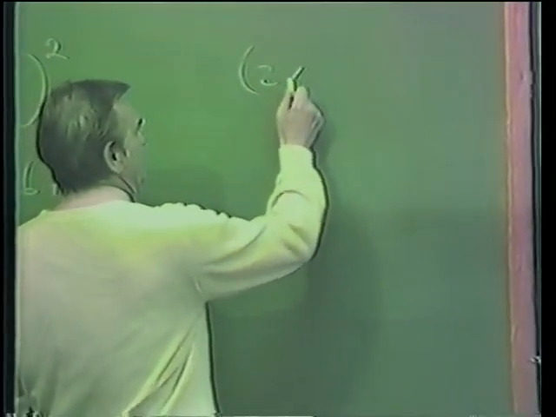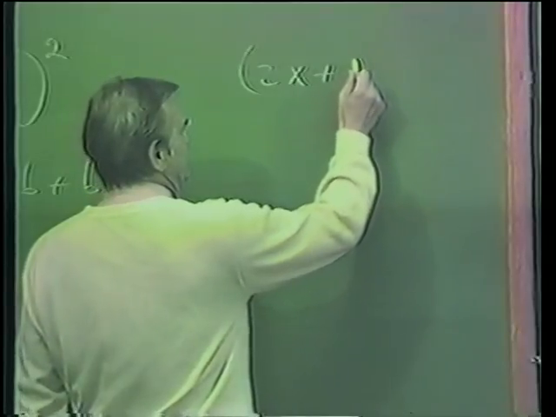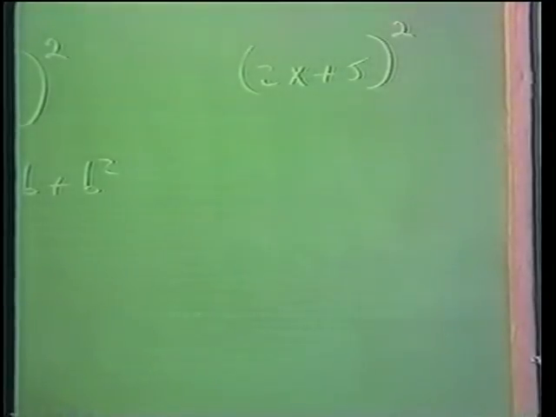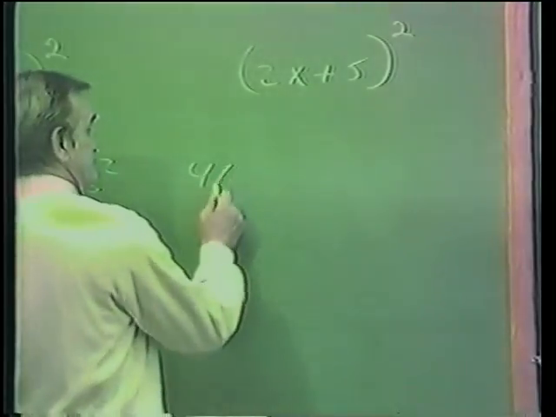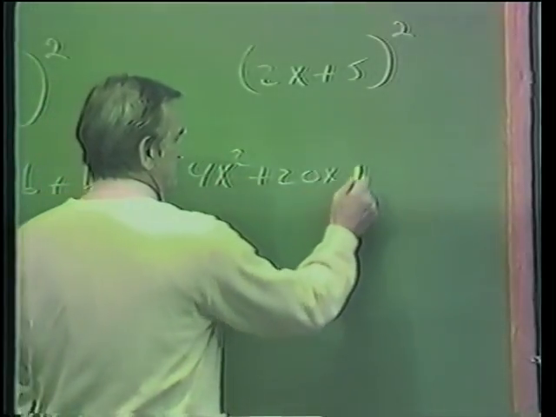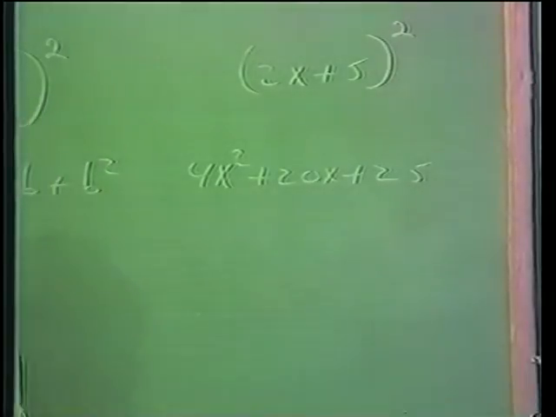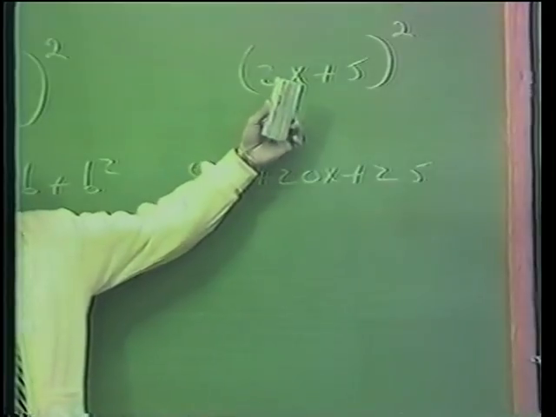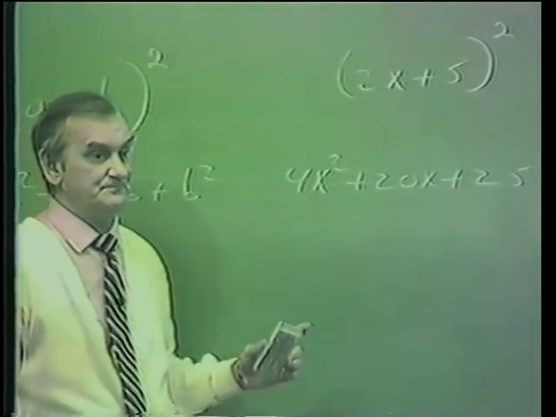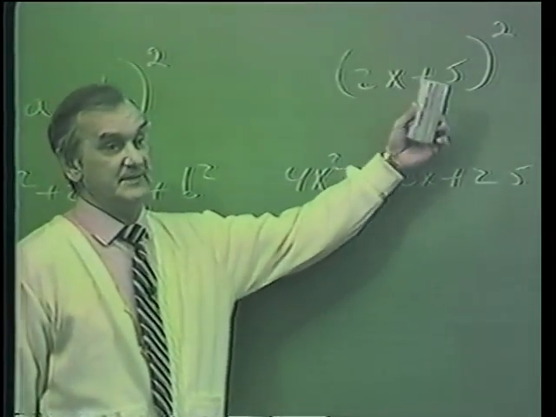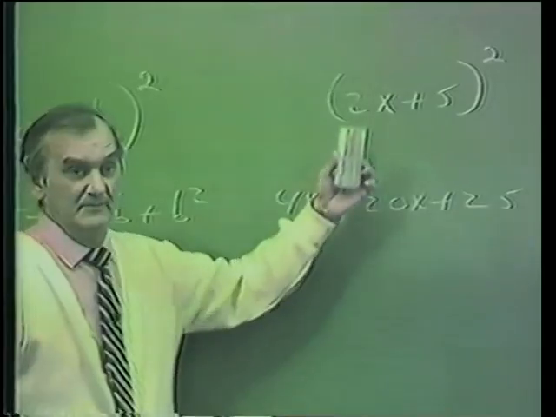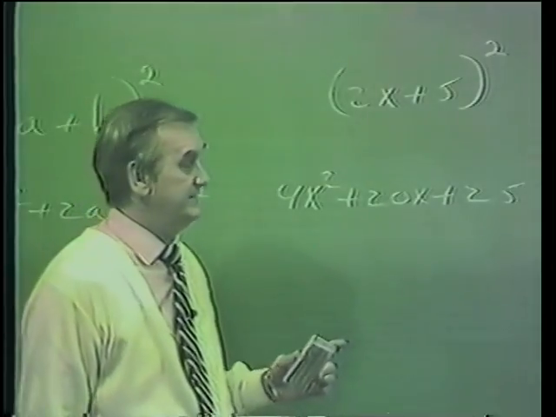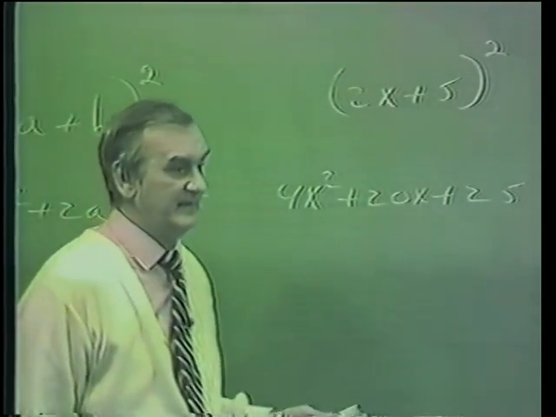Let's suppose we have the quantity 2x plus 5 squared. Tony? 4x squared plus 20x plus 25. Beautiful. You square the first term. That means you multiply it by itself. 2x times 2x is 4x squared. You then multiply the two terms together, and whatever you get, you double it. If we multiply these two terms together, we come out with 10x. Double it, we get 20x. We square the second. 5 times 5 is 25.